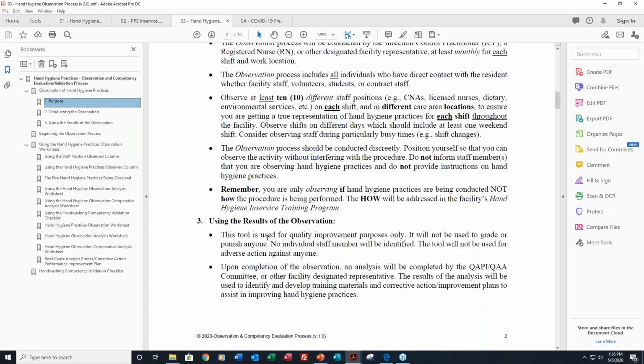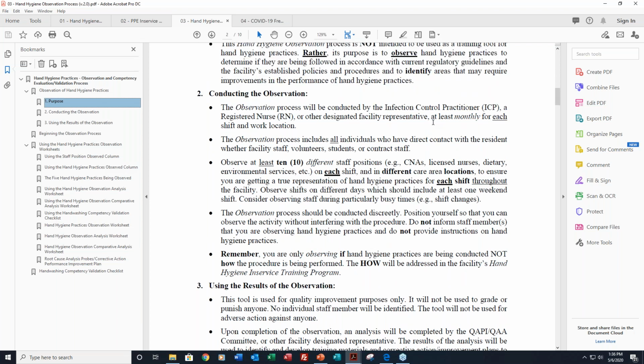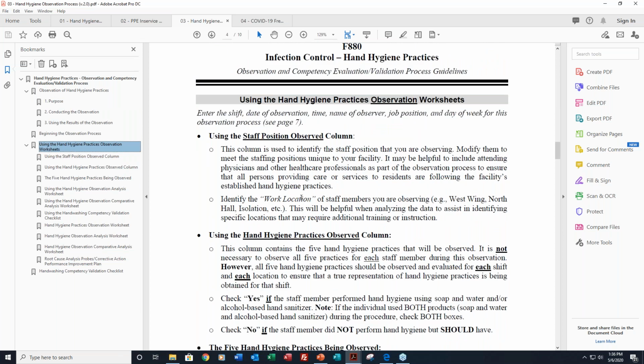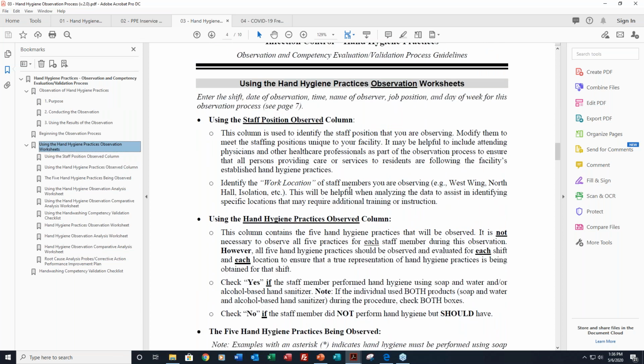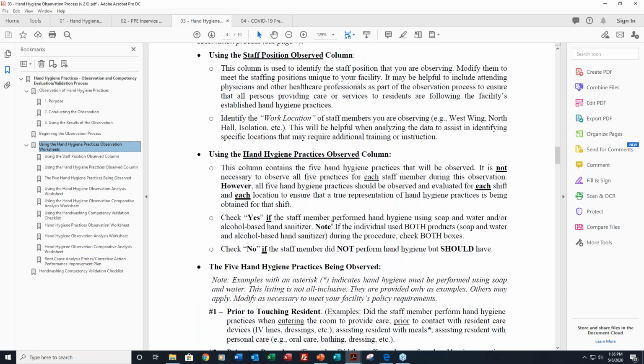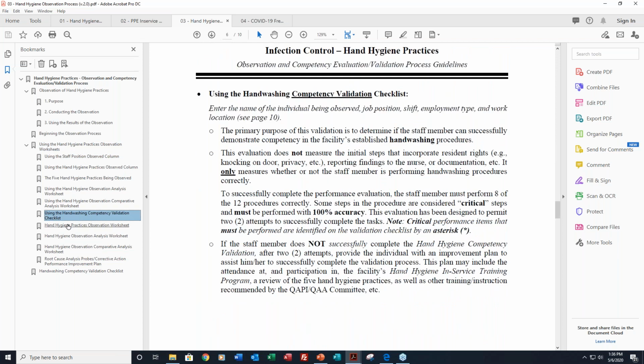It says that you're not using this as a tool to punish a staff member. What you're doing is observing. The instructions indicate that you are not to inform that staff member that you are observing them or provide them any information. You're only observing. So your training program or your administrative guidelines provide you with detailed instructions on the form. I want to look at the form basically. I want us to go and look at that.